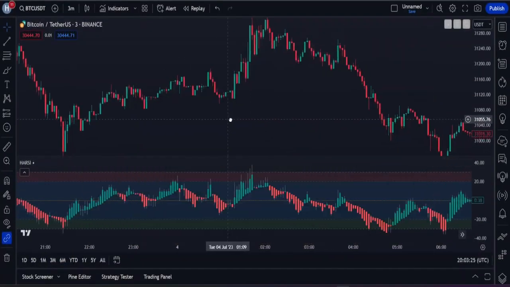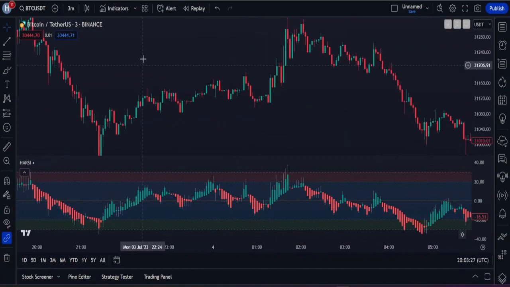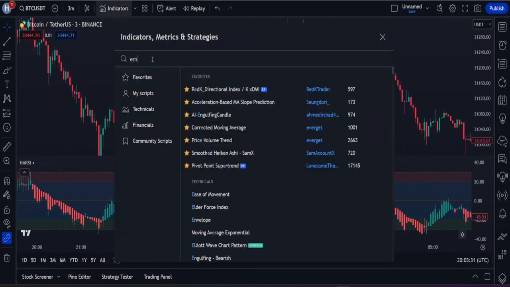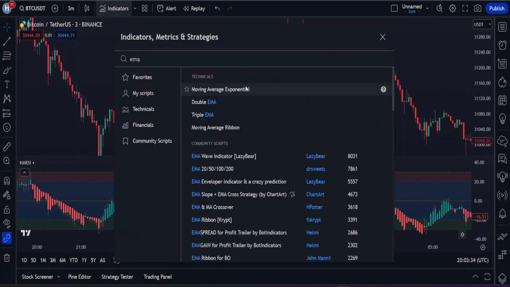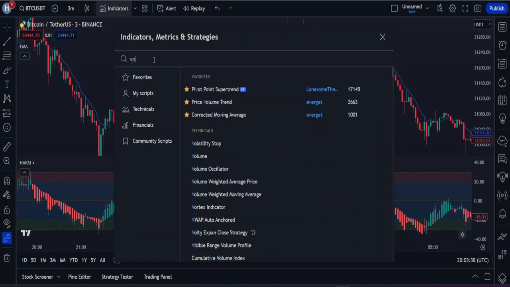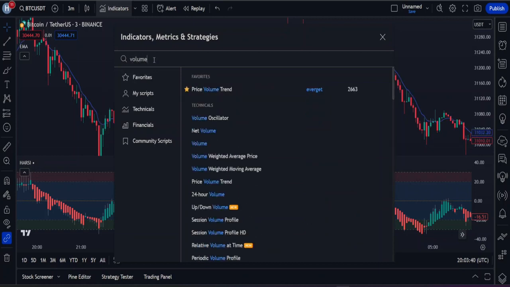Now that we know how to use this indicator, let's add a few extra indicators to the chart. The first indicator we will be adding to the chart is the EMA. Add this indicator to the chart. The next indicator we will be adding is the volume indicator. So we will search for the volume indicator. After that, select the volume indicator made by TradingView and add it to the chart.